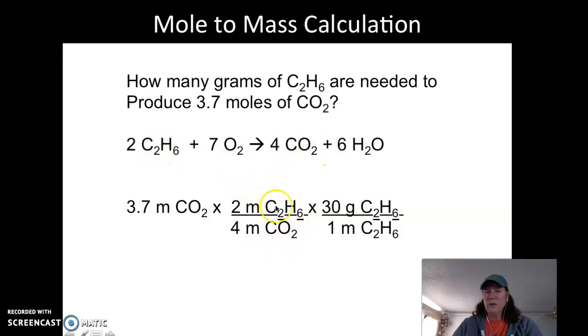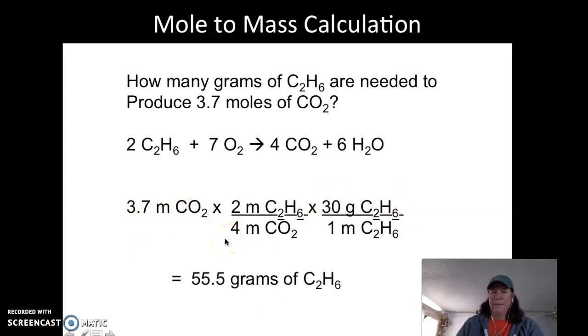The 2 and the 4 come from my balanced equation. And now I want grams of C2H6, so 1 mole. And if you take 2 carbon and 6 hydrogen and add it together, its mass is 30. So 3.7 times 2 times 30 divided by 4. And you get 55.5 grams. That's how many grams I need if I'm going to produce 3.7 moles of carbon dioxide. If I don't have that much, I can't get that much carbon dioxide.